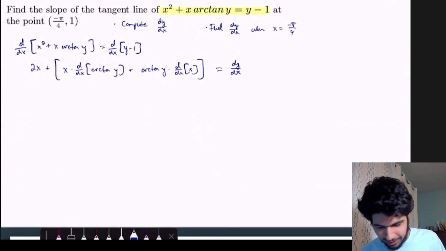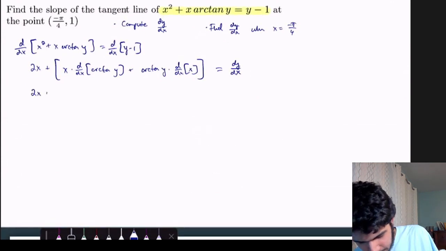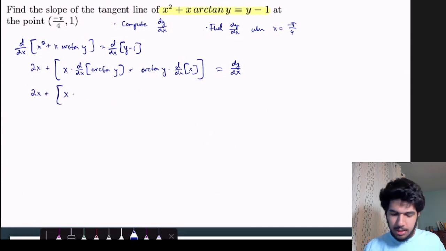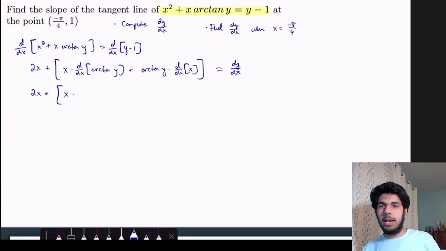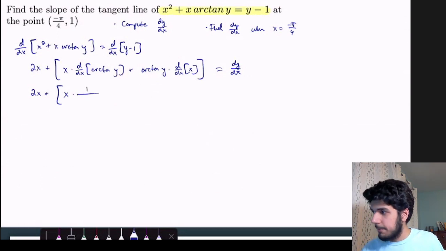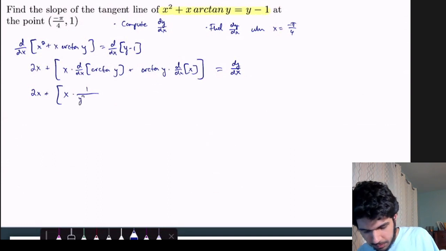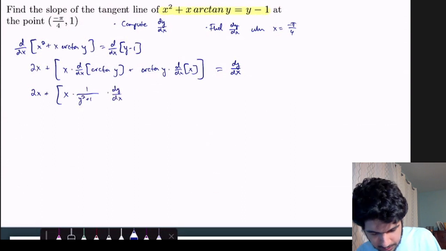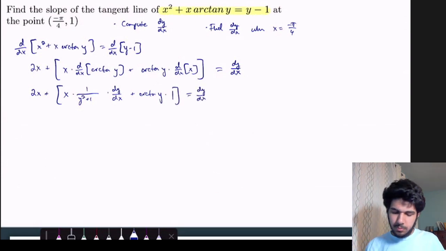Okay, let's handle that left-hand side a little bit better. 2x plus x times the derivative of arctangent of y. So again, we treat y normally, we take the derivative of it normally, and then we take the derivative of the inner function, so like a chain rule type thing. So this would be 1 over y squared plus 1 times dy dx plus arctan of y times 1. This we said equals dy dx.